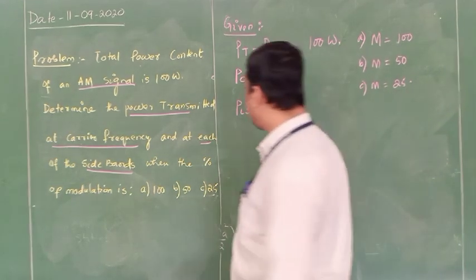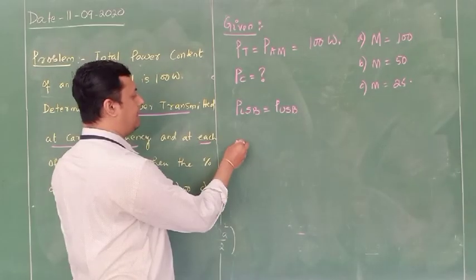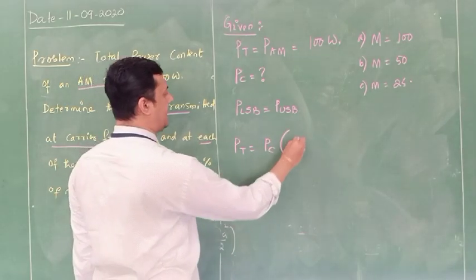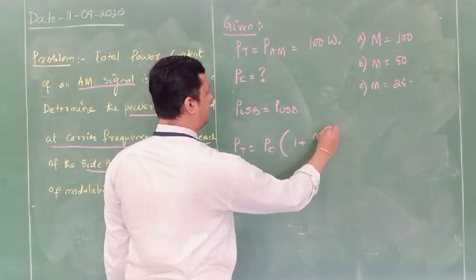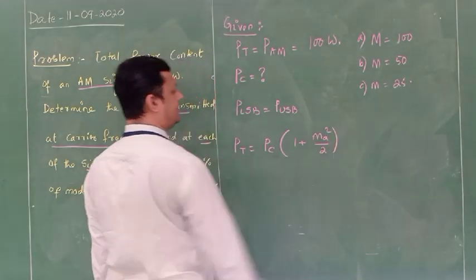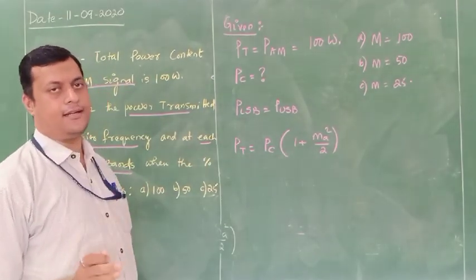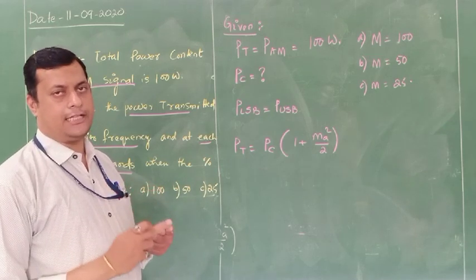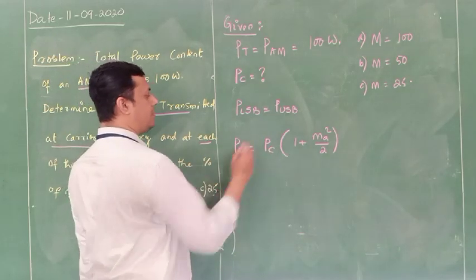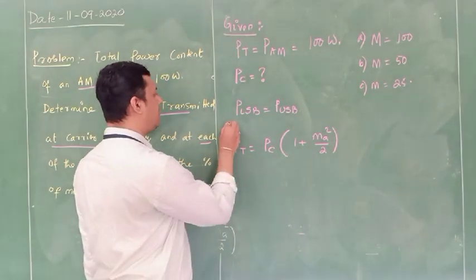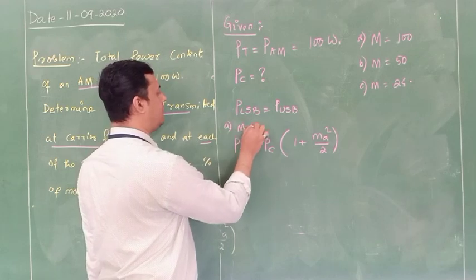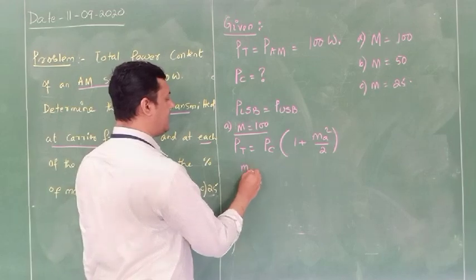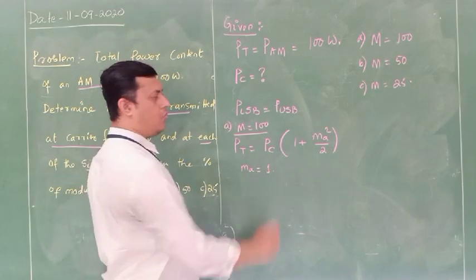Okay, step by step we will see how to calculate. Now as we know, transmitted power is equal to carrier power plus Pc Ma square divided by 2. This is the general relation between transmitted power, carrier power and modulation index. So how to determine this modulation index? For part A, m is equal to 100%. If the percentage is 100, that means Ma is 1.